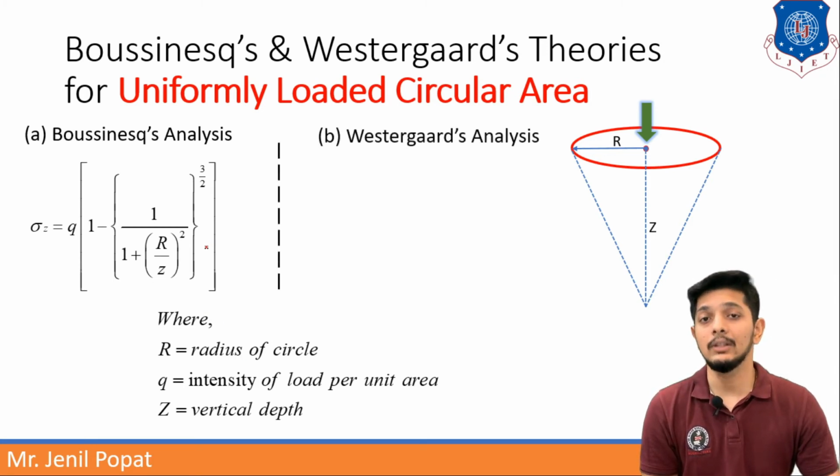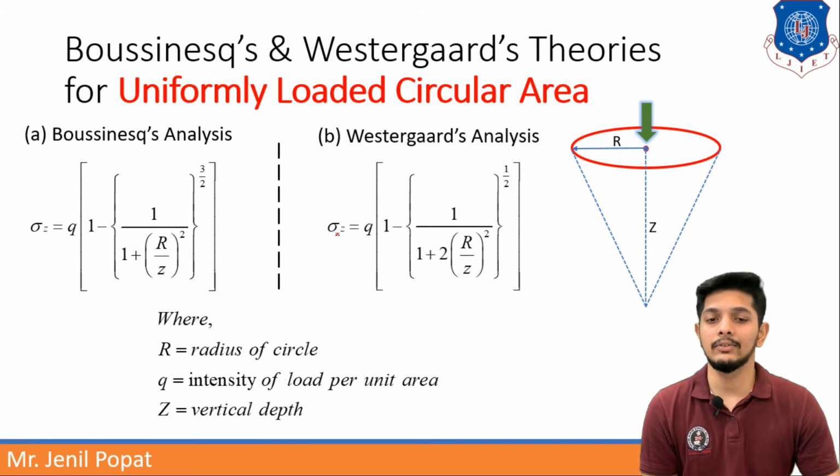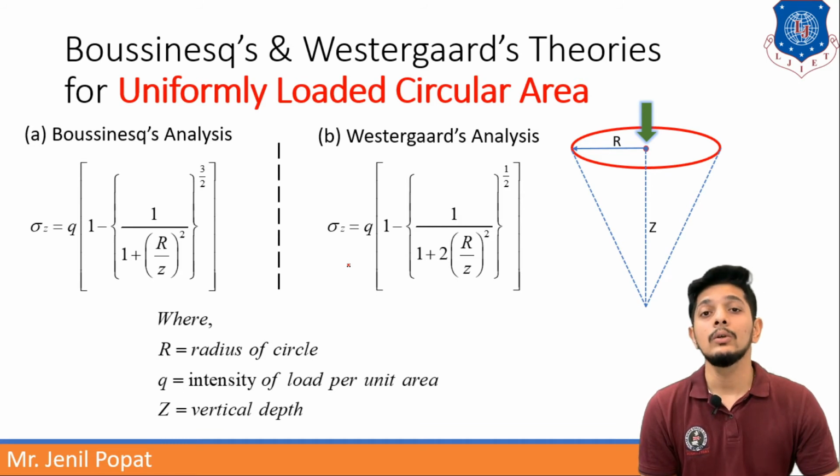And Westergaard has given a different formula, slightly different from that. That is, sigma z is equal to q into bracket 1 minus (1 upon (1 plus 2 into (r by z) square) whole raised to 1 by 2) bracket over. So these two are fundamental formulas to find out stresses for a uniformly loaded circular area. In the numericals, many examples have been asked from this. Let us move further.